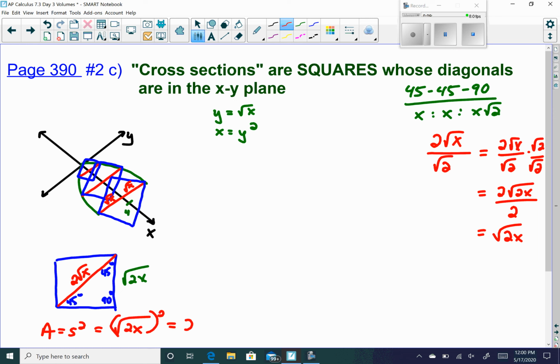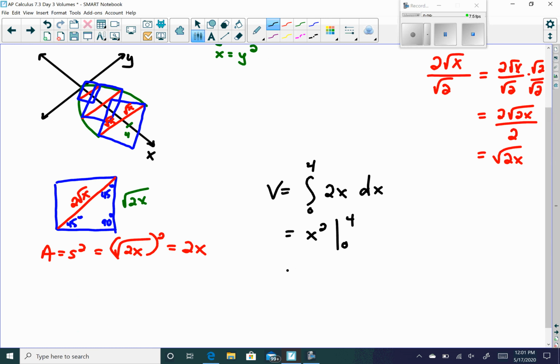So this will give me the 2x here. So now my volume is the integral, again, from 0 to 4. I'll just have 2x dx, which just becomes x squared from 0 to 4, and I'll get 16 cubic units.